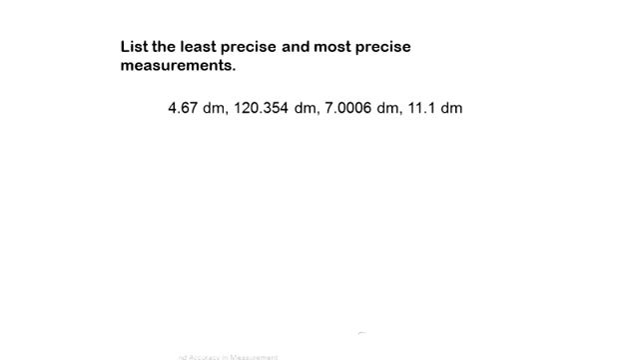So here we have 4.67 dm, 120.354 dm, 7.0006 dm, and 11.1 dm. Now remember, dm stands for decimeter in the metric system. King Henry died Monday drinking chocolate milk. So this is the decimeter. And out of the four, all of them have the unit of a decimeter.